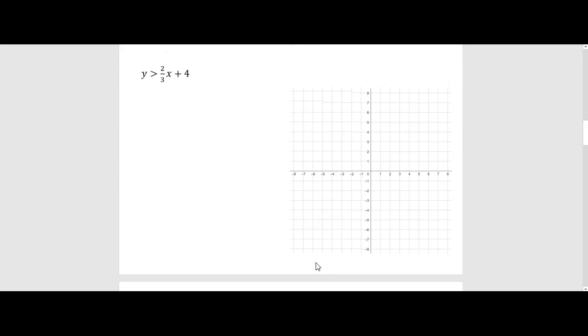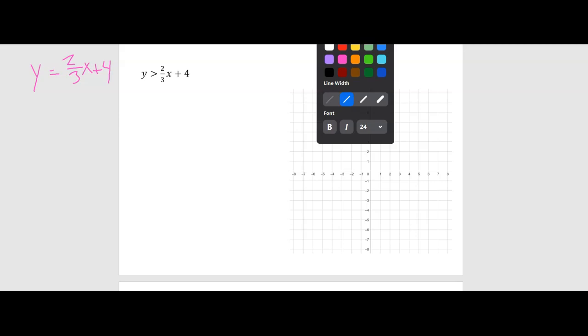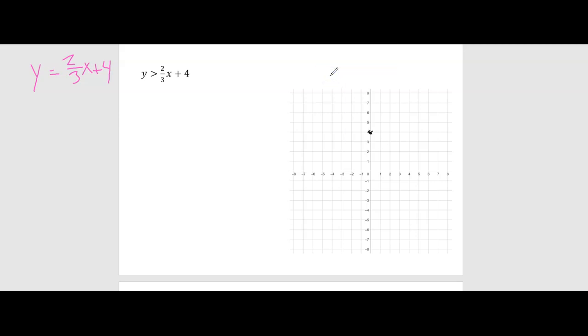Let's do the second one. Y is greater than 2/3 x plus 4. So again, the steps. First, just make this an equation so you can graph the line, because you need that boundary line. That's what we call it for a two-variable inequality. That boundary line separates the solutions from the non-solutions. So right here we have a y-intercept of 4, a slope of 2/3, so change in y is 2, change in x is 3. That brings us a new point right here. And I can sketch.